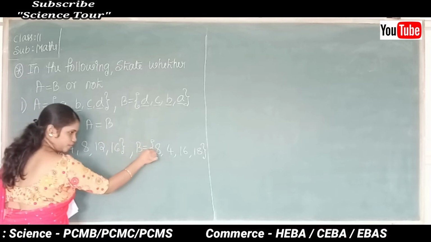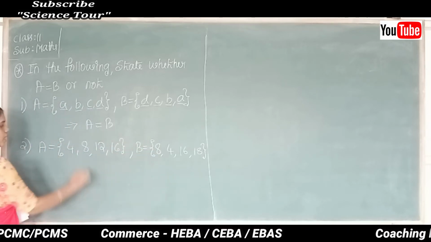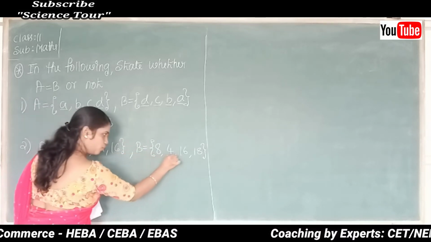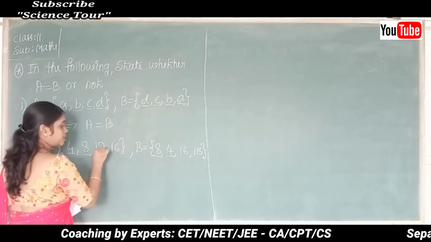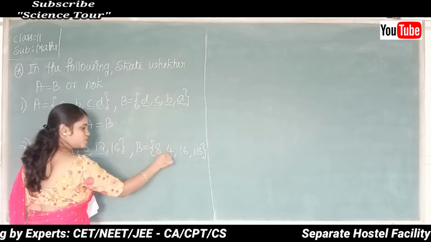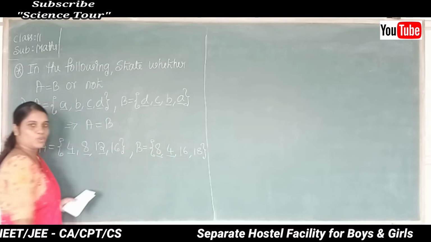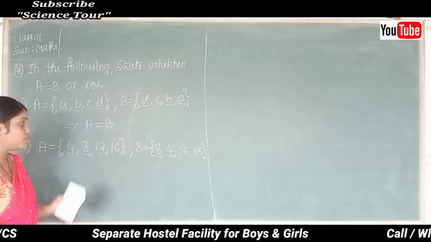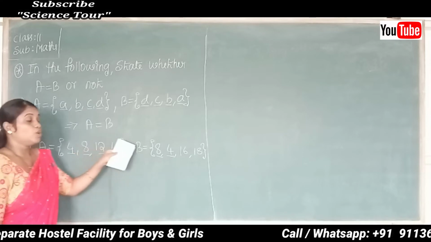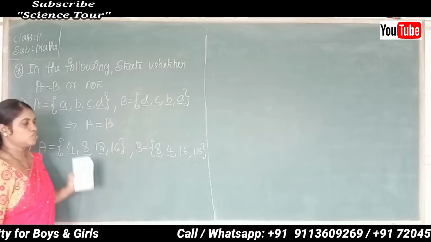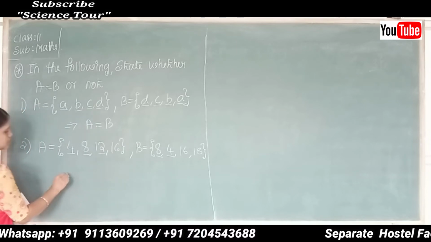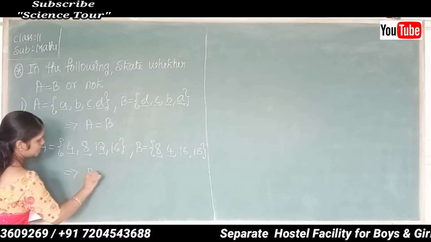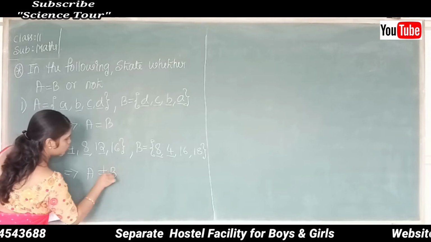Compare the elements of set A and set B. Okay, 4. Do you have 4? Yes. Next, 8. Yes, it is there. Next 12. Do you have this 12 in set B? No, not there, right? So therefore set A is not equal to set B. Okay, so these two sets are unequal. So this implies set A is not equal to set B.